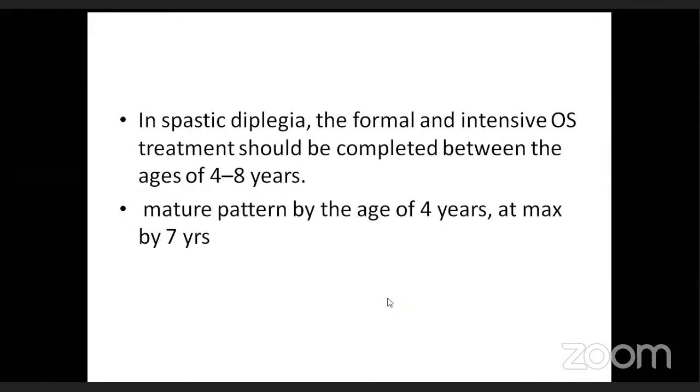So in spastic diplegia, the formal and intensive orthopedic surgery treatment should be completed between the age of 4 to 8 years, because they say mature patterns are usually by the age of 4 years, at the max by the age of 7 years. So I think 6 to 7 or maybe 5 to 7 years will be a good age for any intervention from the orthopedic team.